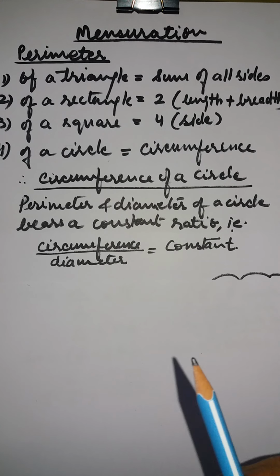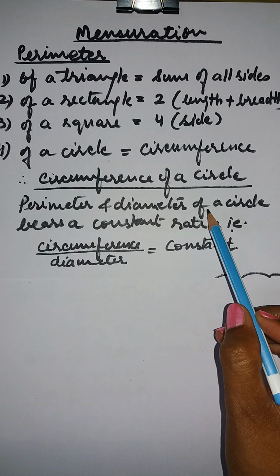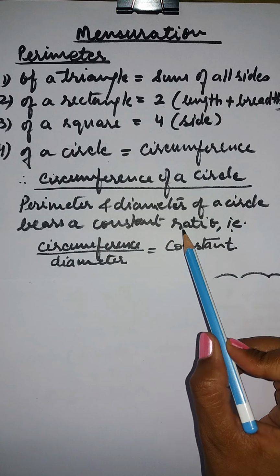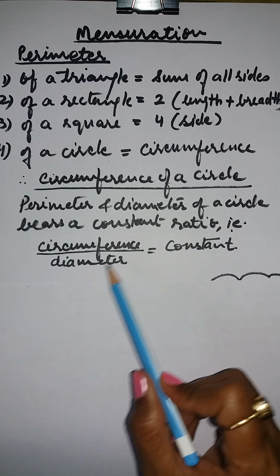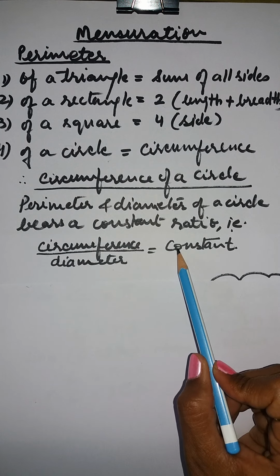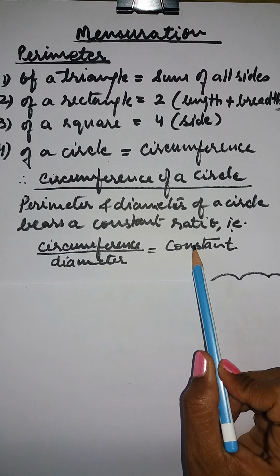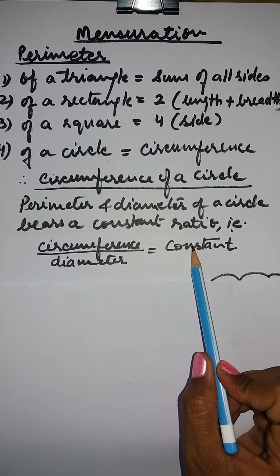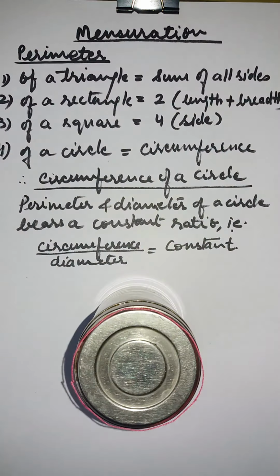Actually, the perimeter and the diameter of a circle bears a constant ratio. That is, circumference upon diameter always comes a same value, which is called constant, and this is nothing but called as pi. Let us perform an activity here to prove this.